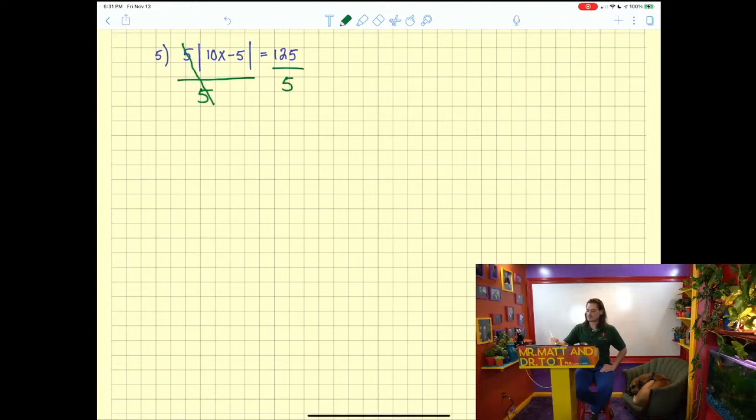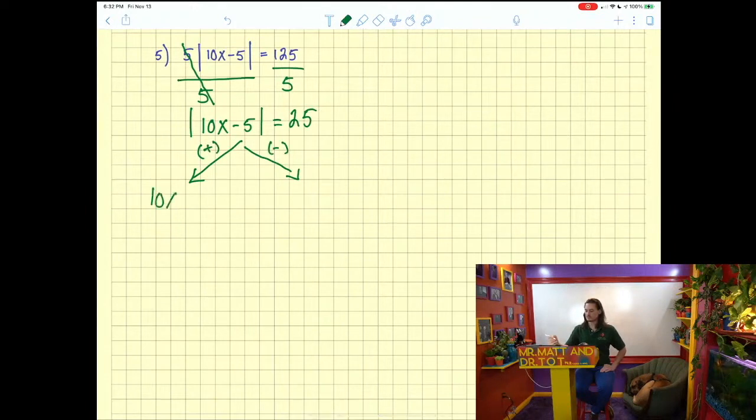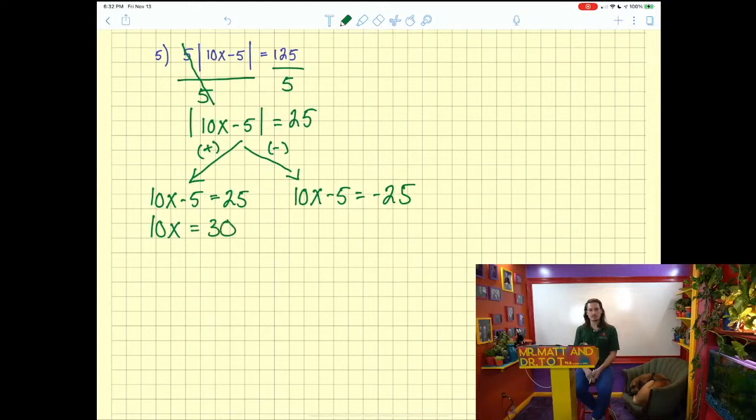So I'm going to have 10x minus 5 is equal to 25. And I'm going to have 10x minus 5 is equal to negative 25. Adding 5, I'm going to get 10x is equal to 30. And then dividing by 10, I'm going to get x is equal to 3. In the second equation, I'm going to add 5, and I'm going to get 10x is equal to negative 20. Dividing by 10, x is equal to negative 2. So your answers here are going to be x is equal to positive 3 or x is equal to negative 2.